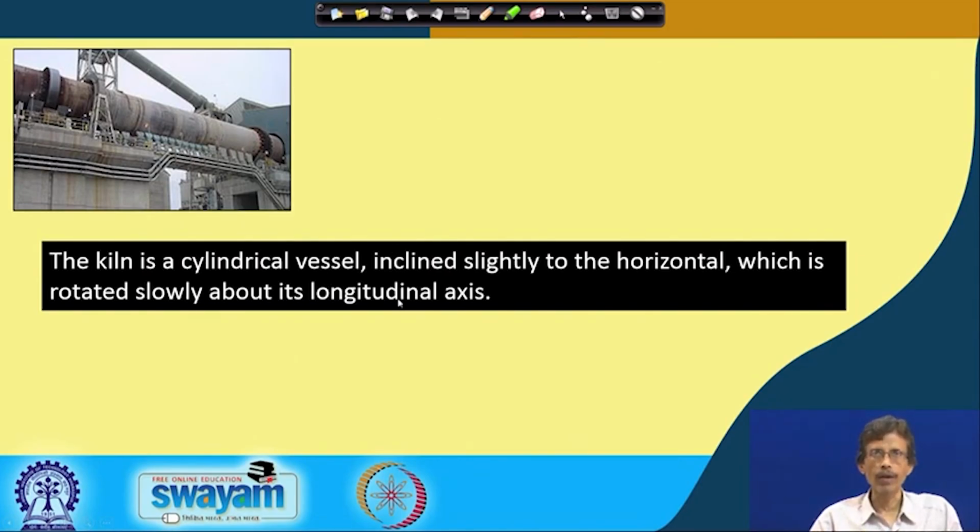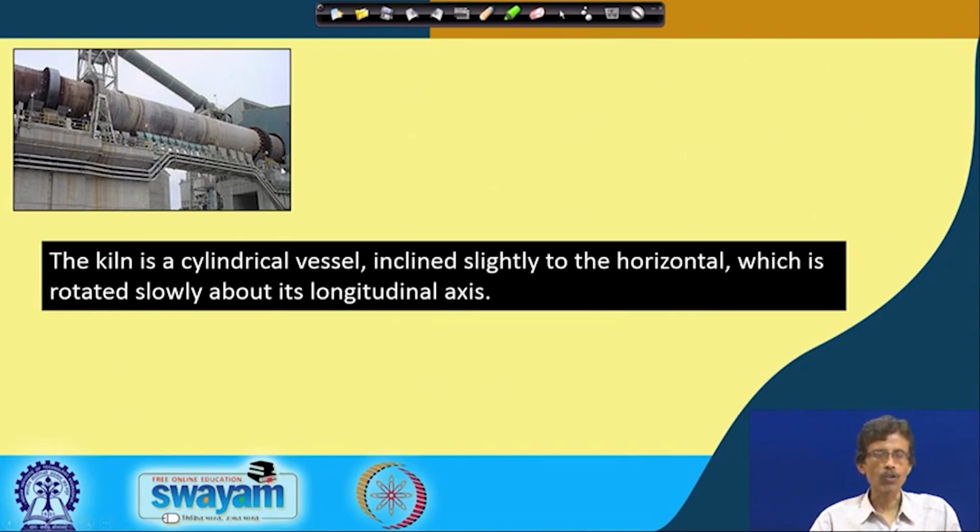So it's not a perfect horizontal disposition, it will have a slightly inclined position such that the material from one end to the other can move quite nicely. So it is slightly inclined to the horizontal, and is rotated slowly about its longitudinal axis. It is rotated with these junctions, which are utilized for rotating this cylindrical vessel.